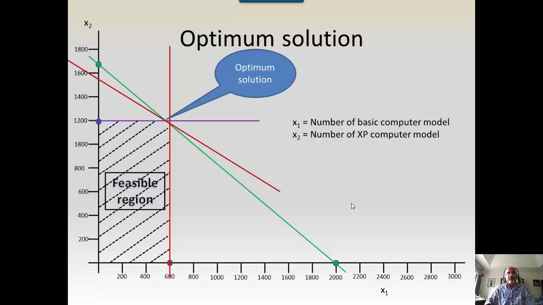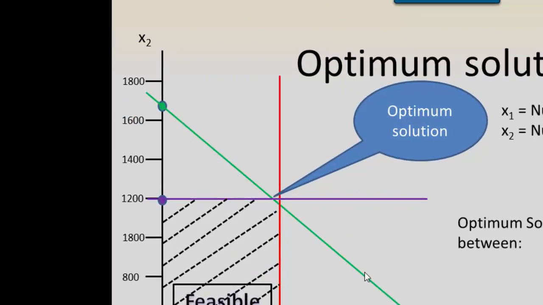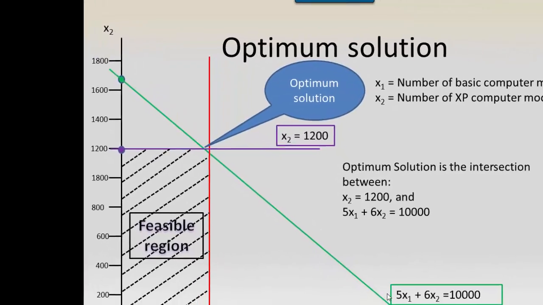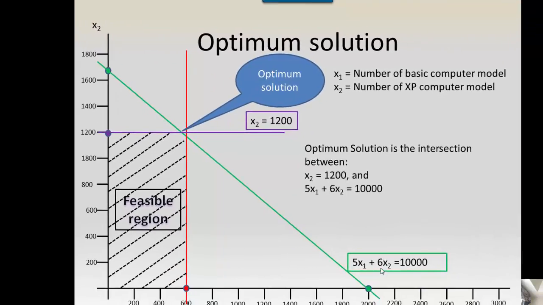So this is the maximum profit that is possible. That is, you're able to move the profit line to the maximum only when it touches that particular point. So that point is our optimum solution. That represents the optimum solution, and that is an intersection between the purple line and the green line. So we need to look at the intersection between the purple line, which is x sub 2 equal to 1200, and the green line, which is assembly, 5x sub 1 plus 6x sub 2 equal to 10,000. So with these two, now we can solve.